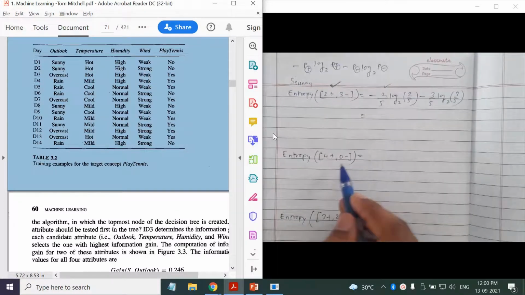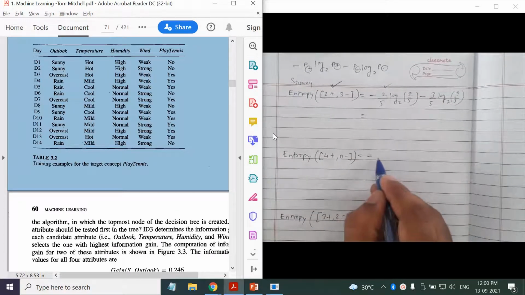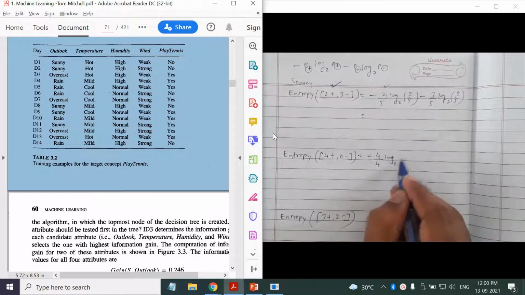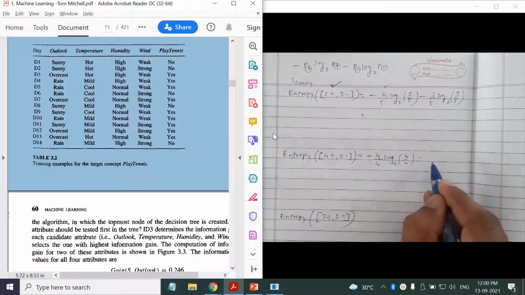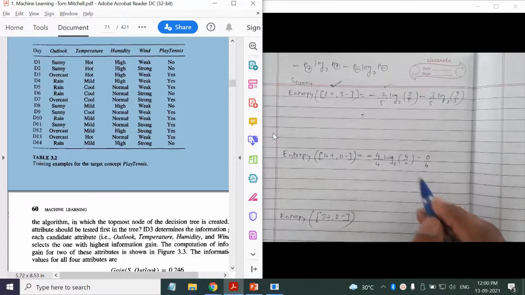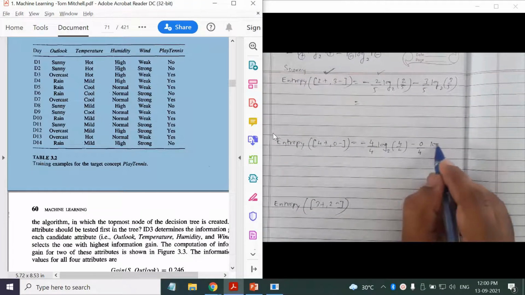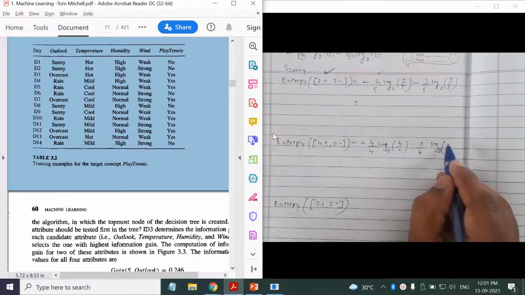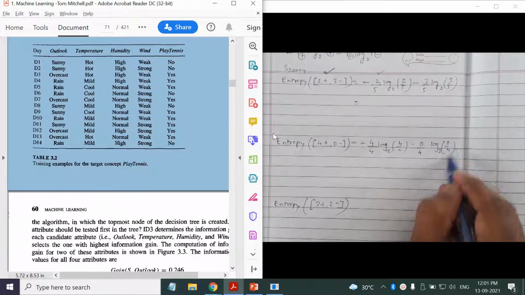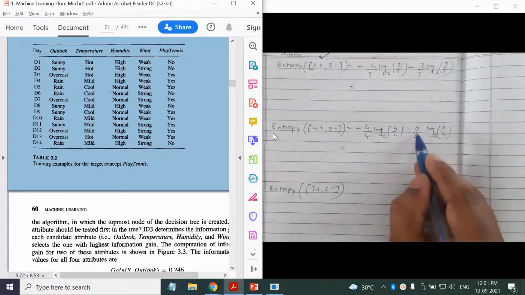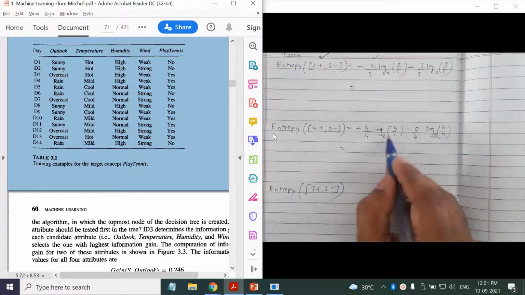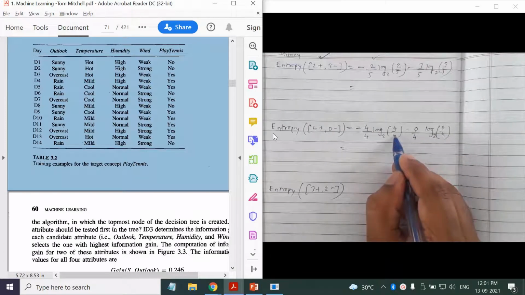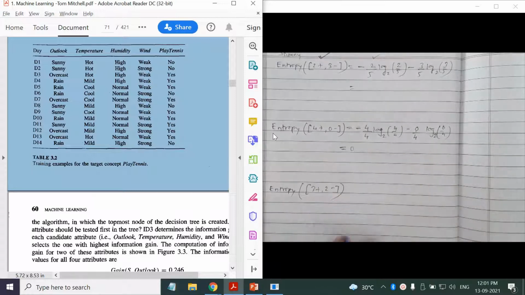Okay, so out of 4 all are positive. Log base 2, 4 divided by 4. Then out of 4, 0 are negative. Log base 2, 0 by 4. Okay, 0 multiplied by anything will be 0. Then 4 by 4, that is 1. Log of 1 is 0, so the result is 0.